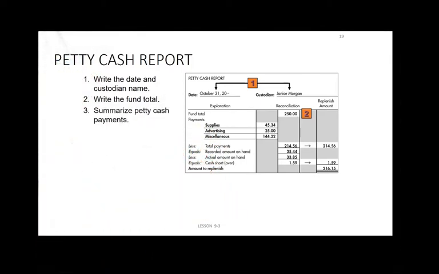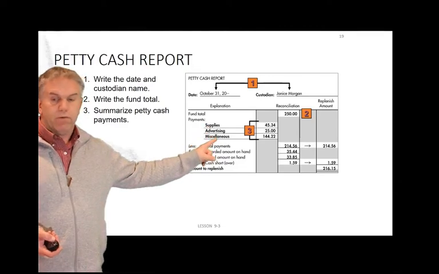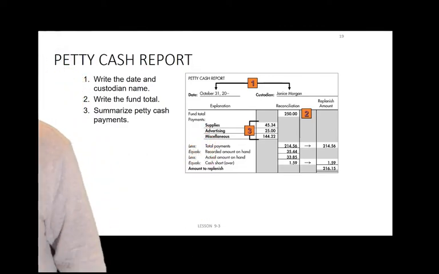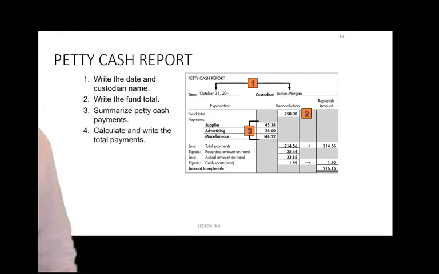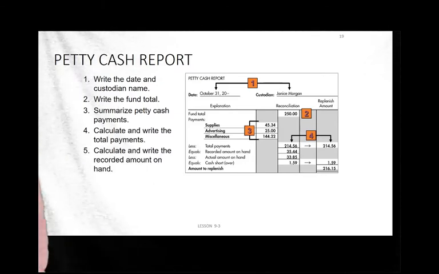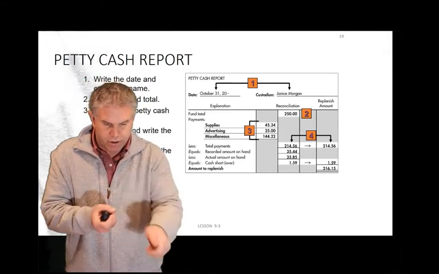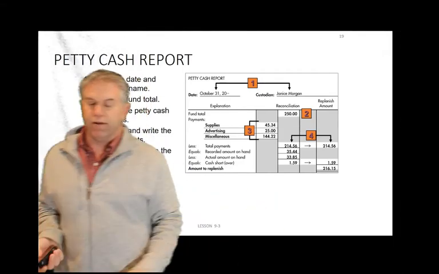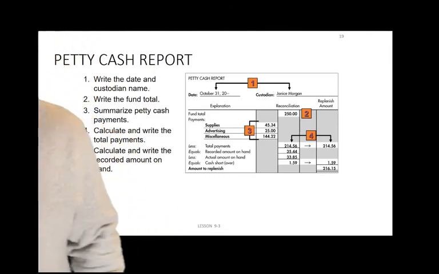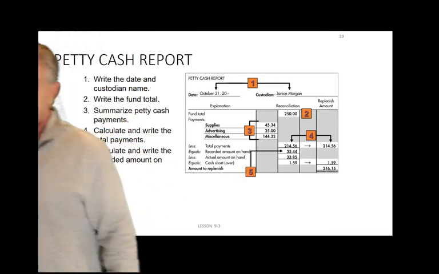Then basically you're going to summarize the petty cash payments. What that summary says is, okay, wait a second here, what did we spend our money on? Well, it looks like we spent it on some supplies, some advertising, and miscellaneous. Okay, cool. Well, our total payments was basically $214. So it's there, good. So we recorded then the amount on hand. So we need to calculate the recorded amount on hand. So that's us sitting there kind of going, okay, well, 1, 2, 3, 4, how much do I have left? When I calculated all of this stuff out, I have $35.84 left. Well, okay, that's not bad.